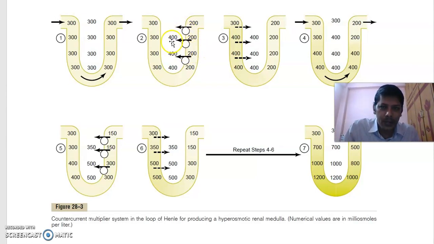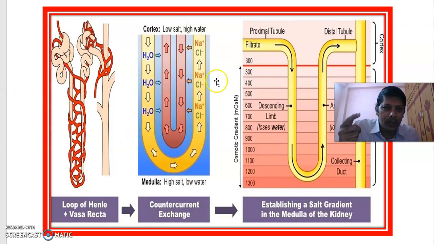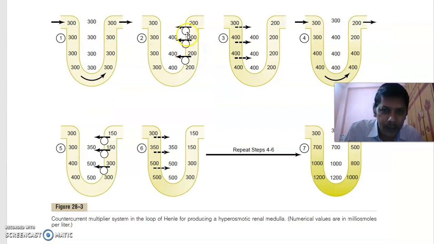Then what happens is, look at this one, DCT, very important point. This is the ascending limb of the loop of Henle, especially the thick segment. In the thick segment of the ascending limb, there are sodium chloride channels, sodium channels and potassium channels. Look at these channels. From these channels, what is coming out?